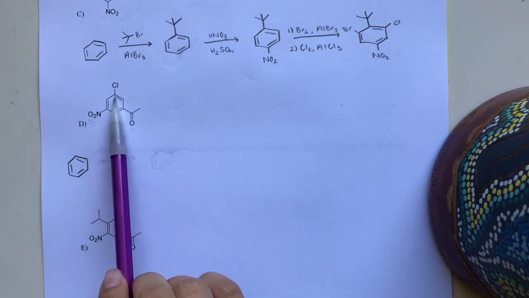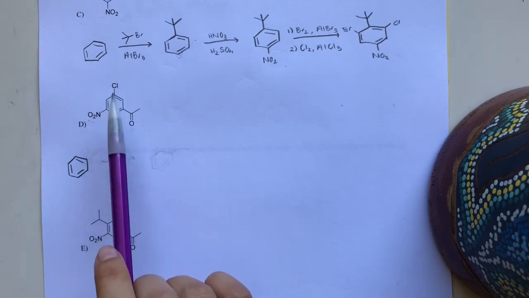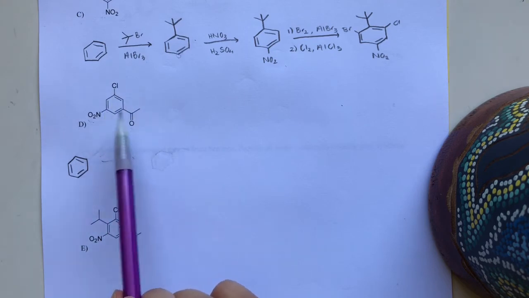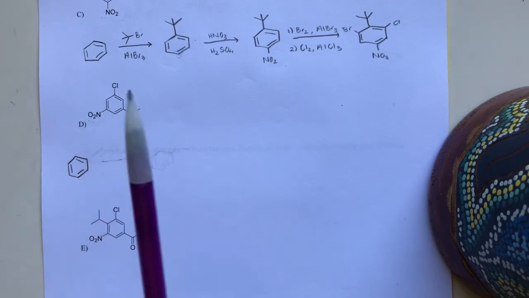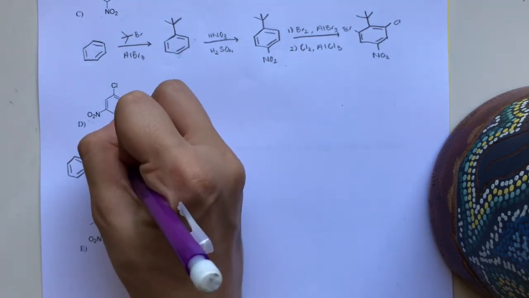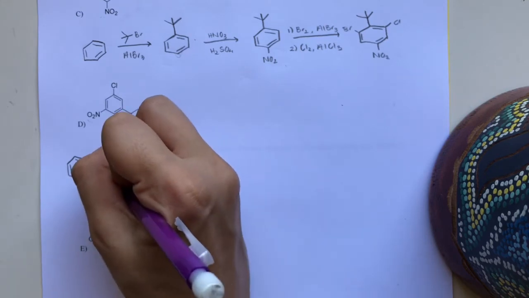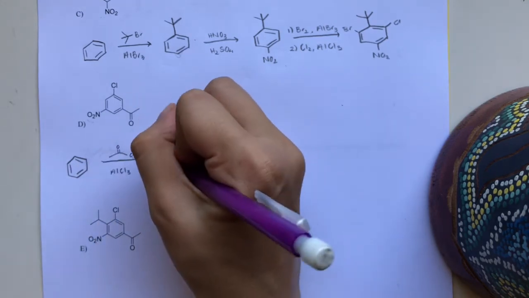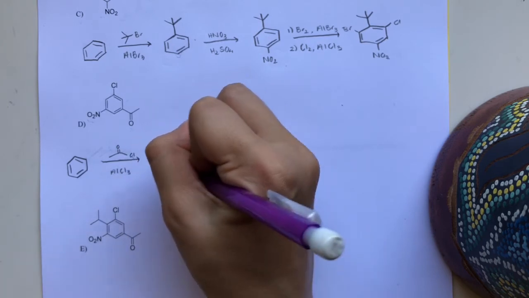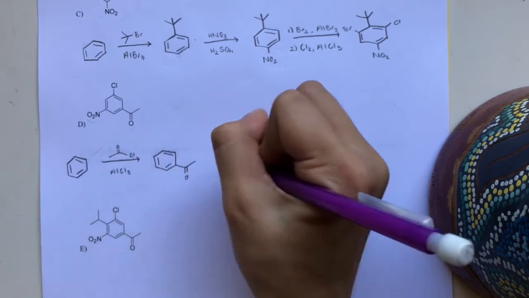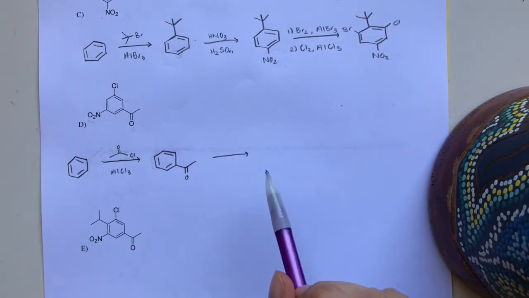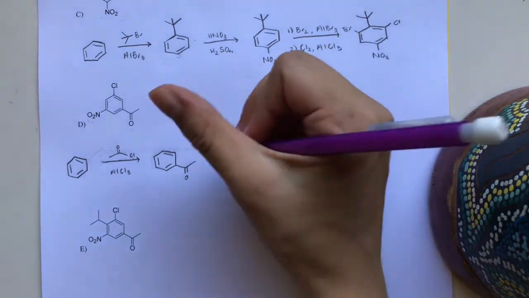And it isn't chlorine because chlorine is a weak deactivator, which means that it's ortho-para directing. But neither of these substituents are ortho or para to chlorine. So the first step is the Friedel-Crafts acylation. Next is the NO2 group.